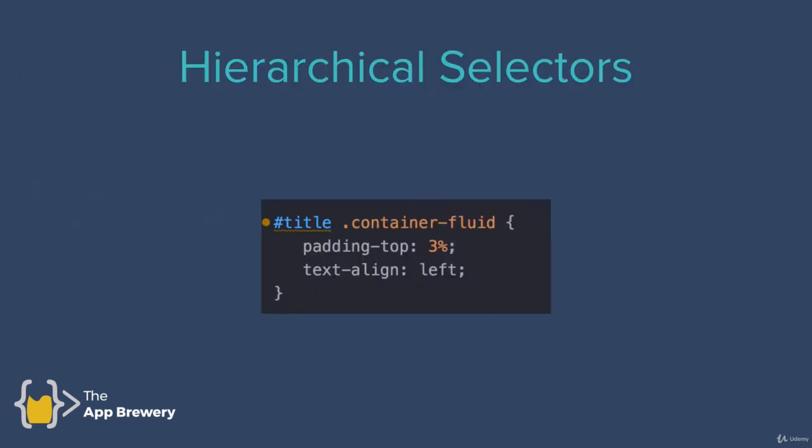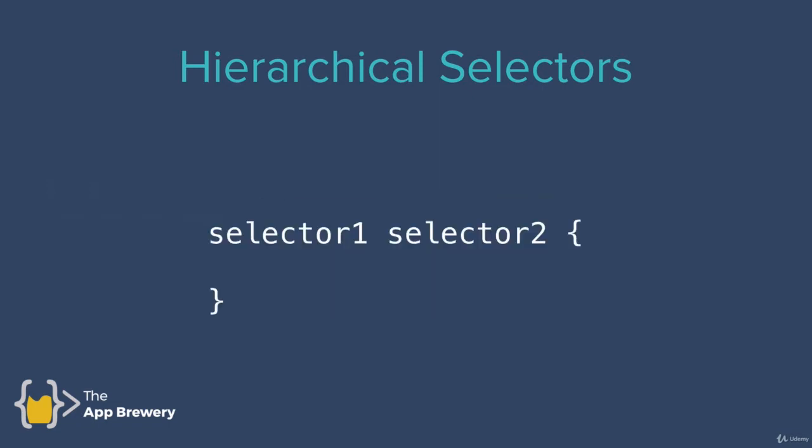Now, it gets a little bit more complicated when we start talking about hierarchical selectors. That's because in order to use this properly, we have to understand how the HTML is structured. So in our case, we wrote this code that targeted the container-fluid class that is inside something that has the ID of title, and we gave it a different padding. The syntax here looks like this. You have selector 1, then you have a space, then you have selector 2. And this is what I was talking about earlier on. Spacing in this case is crucial. You should have one space, and the order is that the first selector is from the parent and the second selector is from the child.